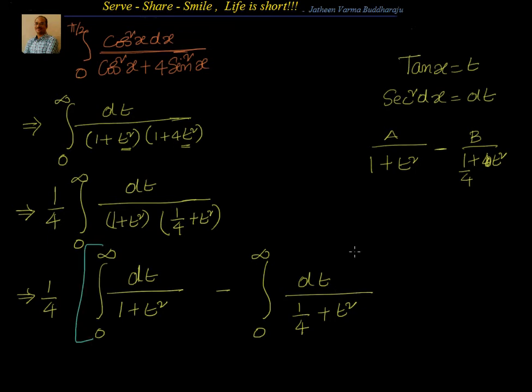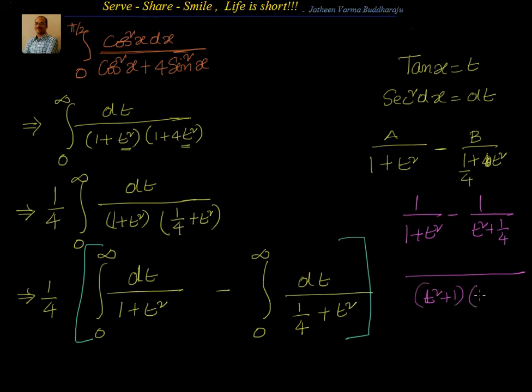We will put this in a box and see what we have to multiply. Let me go here and write it: 1 by 1 plus t square minus 1 by 1 by 4 plus t square. If you do that, your denominator will be 1 plus t square into 1 by 4 plus t square, and when you subtract them you will have t square plus 1 by 4 minus 1 minus t square.